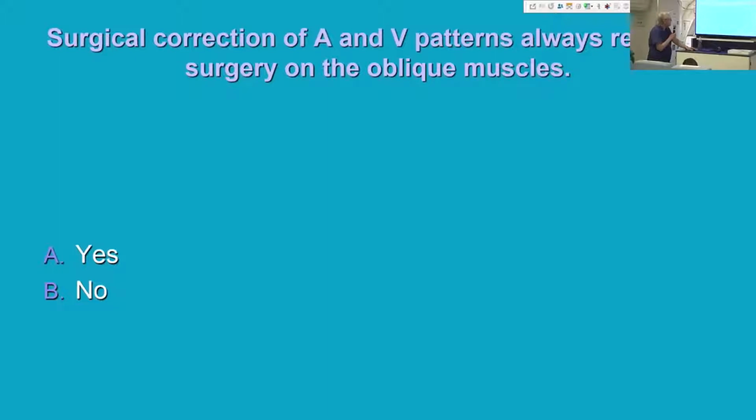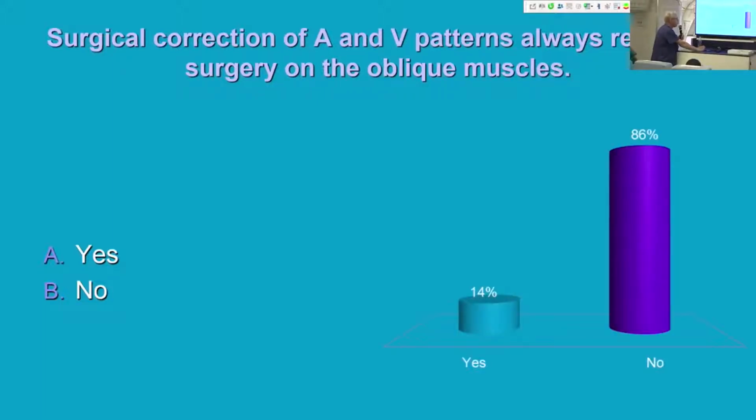Surgical correction of A and V patterns always requires surgery on the oblique muscles. In other words, you always have to weaken the superior obliques or the inferior obliques if you have an A pattern. And we're asking people to respond to that question. When we get the responses, we'll see what everyone said. So the answer is 14% said yes and 86% no, thinking that you don't always. The question is, can you have A or V patterns either without oblique overaction or with it, and if they have it, can you approach it another way? And we'll answer that question.